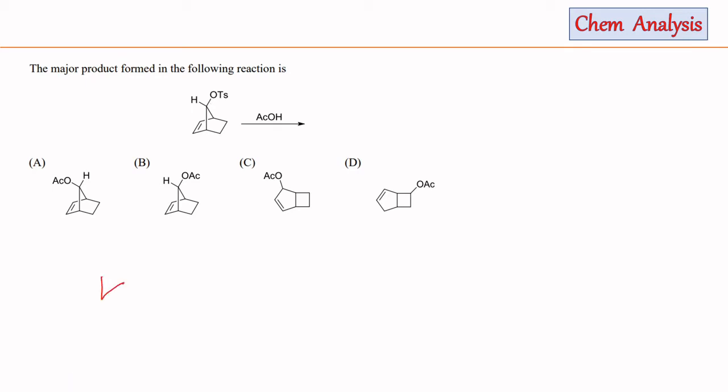If we show the mechanism, then in the first step this neighboring pi bond will attack at this carbon, at the OTs sigma star, and eliminate this OTs group to form a non-classical carbocation.